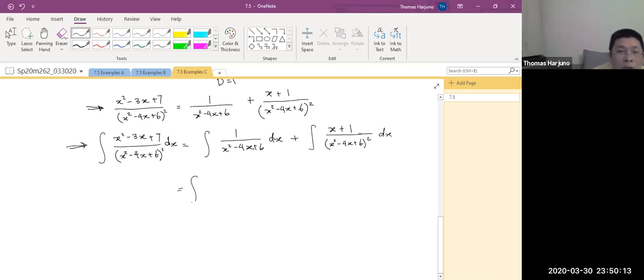The first integral, then I do completing the square. This is x minus 2 squared. What's the leftover? Plus 1 or minus 1? I got plus 2. Plus 2, that's right.